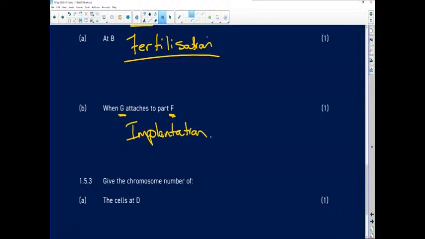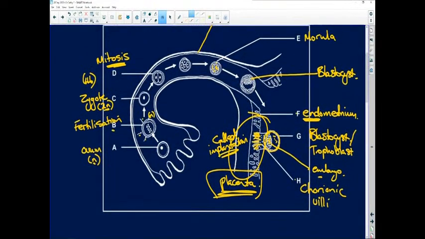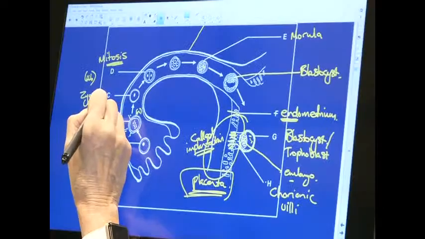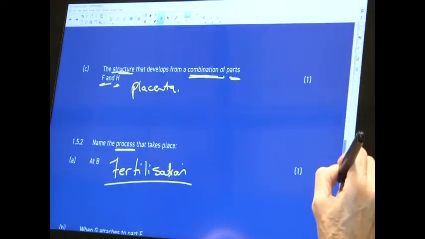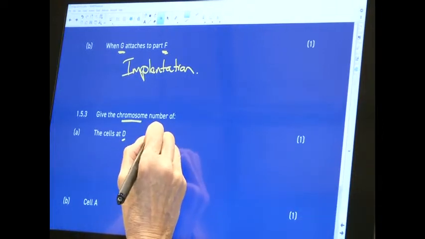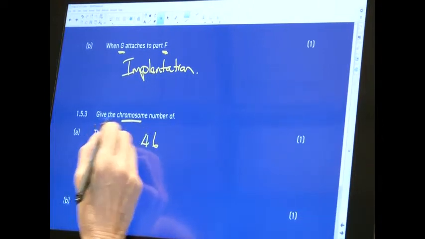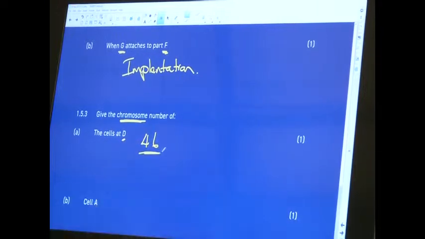Okay, then give the chromosome number of the cells at D. The cells at D, it's going to be from the diploid zygote. So what is the chromosome number? It's going to be a diploid number, which will be 46. So it asks you, give the chromosome number. You don't have to write 46 chromosomes. You just have to write 46.